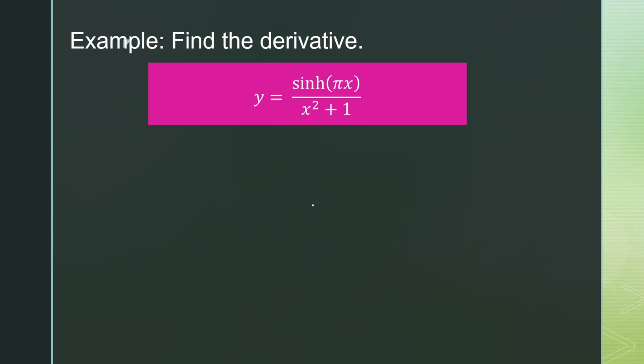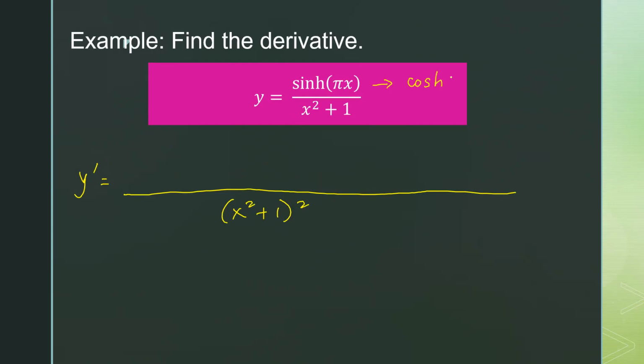What about this one? This time we have a quotient. So applying the quotient rule, we want the low d high minus high d low over low squared. Okay, so unahin natin yung low squared. Madali lang si low squared. Okay. So ang ating d high para naka-ready, this is cosh, di ba? Derivative ng sinh is cosh of the same u times the derivative of that u. So, ang derivative ng u natin will be pi.